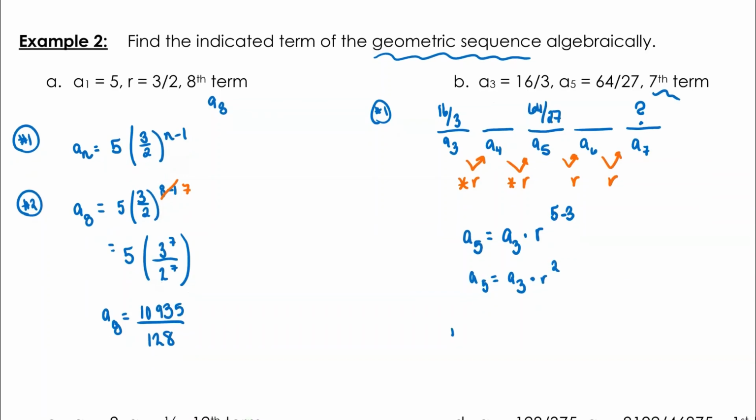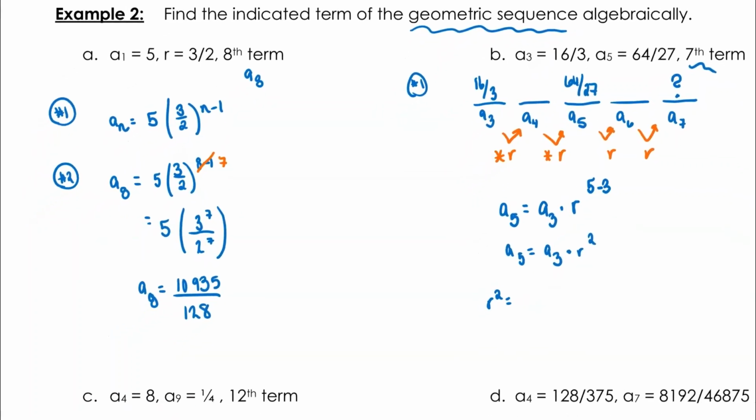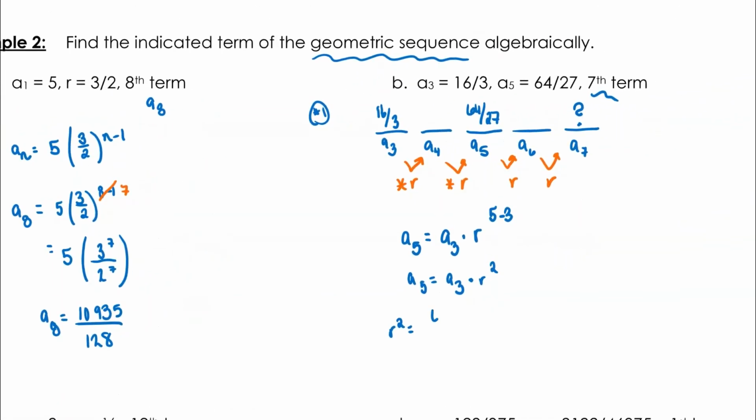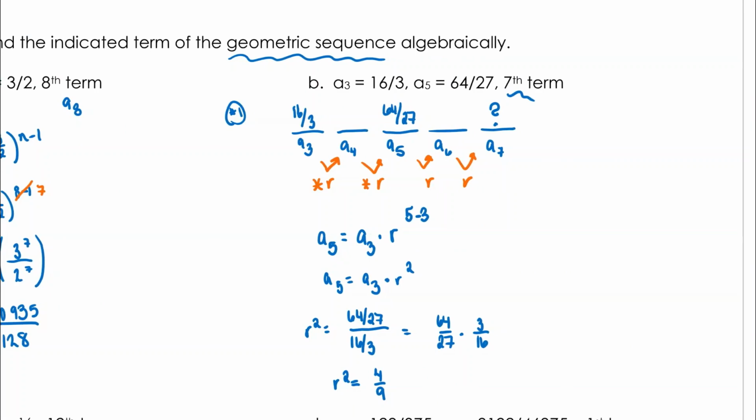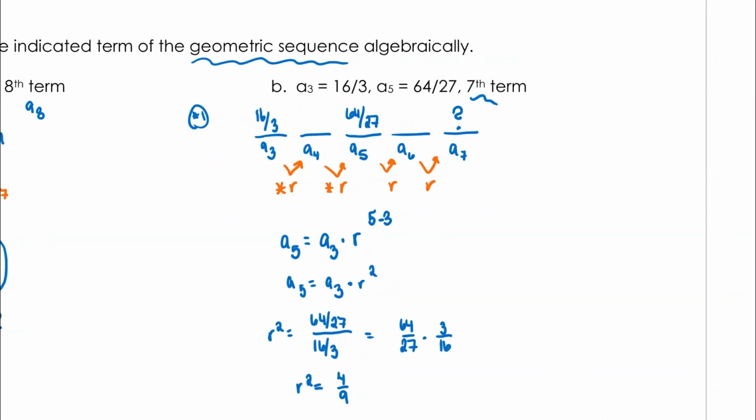Okay, so r squared is going to equal a sub 5, which was 64/27, divided by a sub 3, which was 16/3. And so that gives me 64/27 times 3/16. So again, flip and I'll multiply by the reciprocal. And so then that reduces down to 4/9. And I don't really care what r is because I need r squared when I do my next step. So solving for r, you don't necessarily have to for geometric sequences. It just depends on what they are asking you to do.